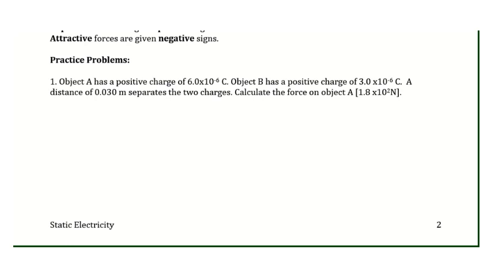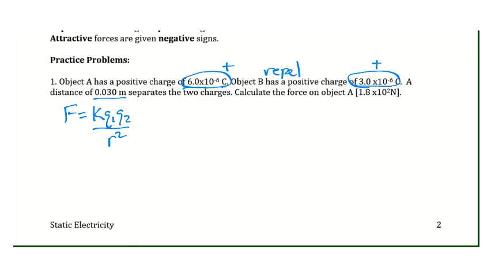And we have one more practice problem that we can do. Coulomb's law. Object A has a positive charge of 6 microcoulomb. Object B has a charge of 3 microcoulomb. So we have a positive and a positive, so right away you know they're going to repel. They're going to push away from each other, and they're separated by a distance of 0.03 meters, 3 centimeters.